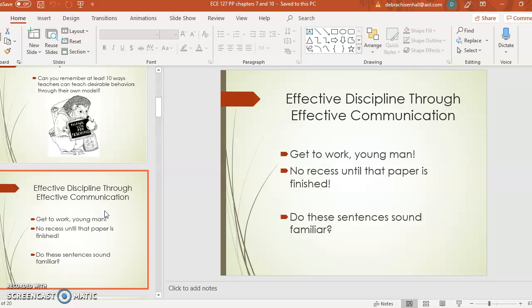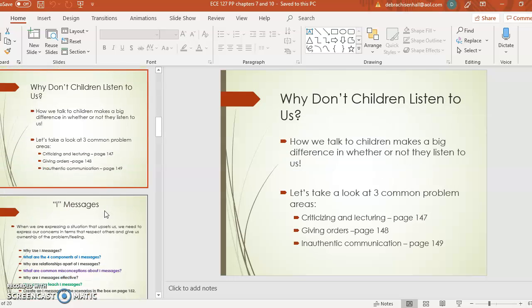To get us started on Chapter 10, I put on the PowerPoint a few phrases that hopefully you haven't heard teachers say, but things like "get to work, young man," or "no recess until that paper's finished." Hopefully you're not hearing those types of things, because those statements actually have a very negative impact on the child's behavior. Usually if a teacher says those types of phrases, it causes children to do the exact opposite of what they're trying to get them to do. So today we're going to look at how we can communicate more effectively with children.